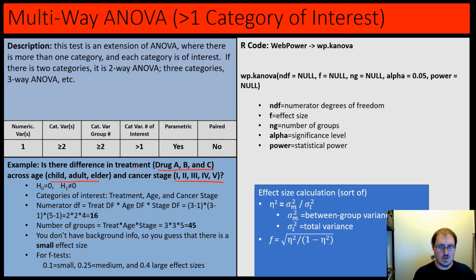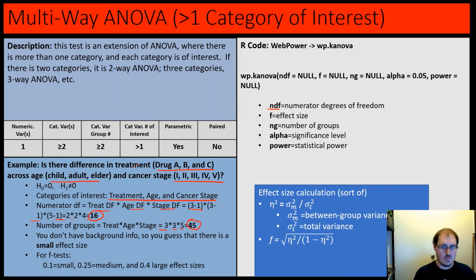And here, there are no indications that I want to control for these, because I actually care about all of them. So we know that our categories of interest are all 3 of these categories. Then for our numerator degrees of freedom, we have to take into account all of them. So we take the degrees of freedom from each and multiply them: 3 minus 1, 3 minus 1, 5 minus 1, so 2 times 2 times 4 is 16 degrees of freedom for the numerator. Then our number of groups is all of them multiplied together: 3 times 3 times 5 equals 45.